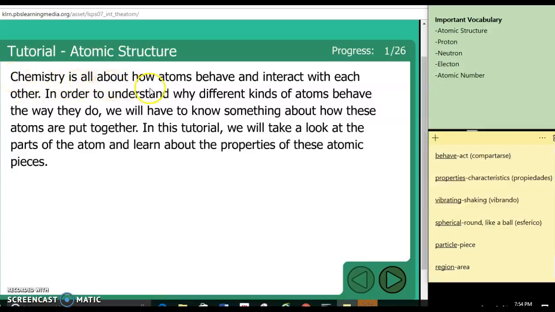Chemistry is all about how atoms behave and interact with each other. In order to understand why different kinds of atoms behave or act the way that they do, we will have to know something about how these atoms are put together. In this tutorial, we will take a look at the parts of the atom, this is important, and learn about the properties or the characteristics of these atomic pieces.